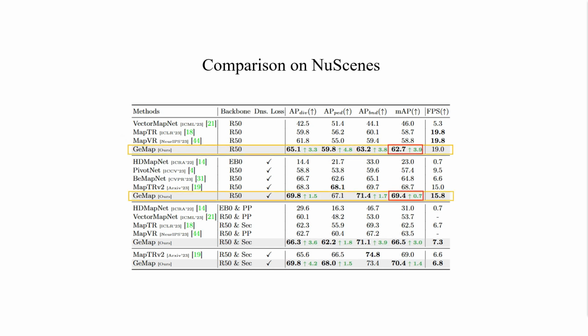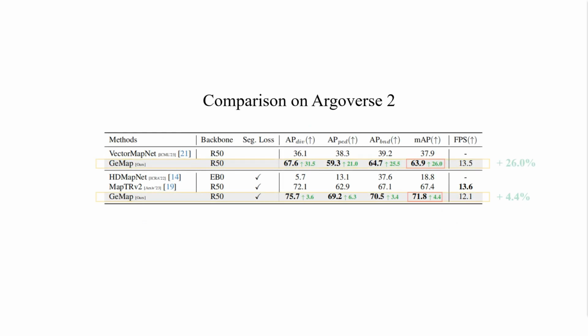GeMap achieves the best results on the NuScenes dataset. With additional LiDAR input, GeMap can also enjoy further improvement. GeMap also shows extraordinary performance on the Argoverse 2 dataset.